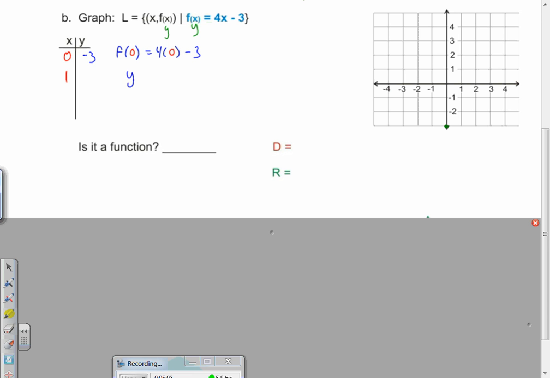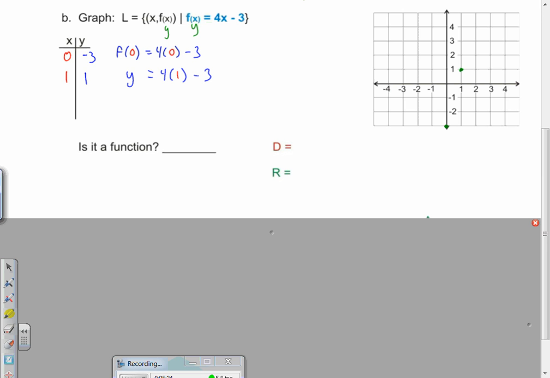Well, this time I'll use y instead of f of x. Again, I still have 4, put parentheses where the x goes, minus 3, and now I'm sticking 1 in. Okay, 4 times 1 is 4. 4 minus 3 is 1, and I have the point (1, 1). Okay, sounds good. I'm going to plot the point (1, 1).